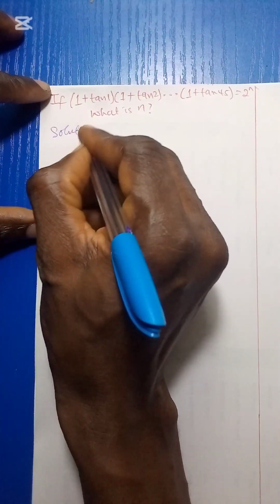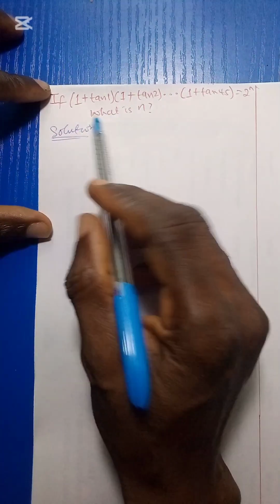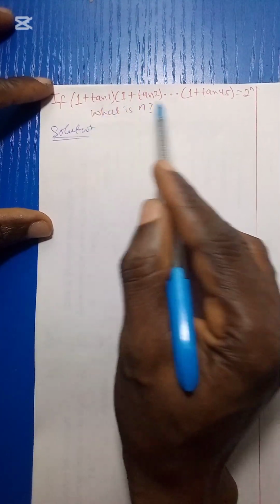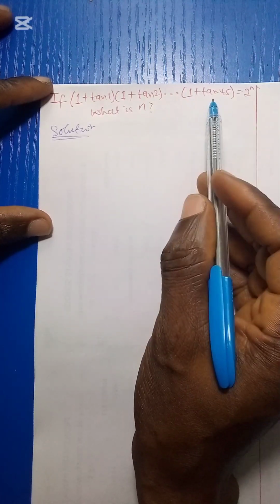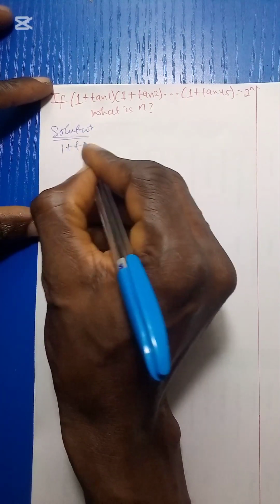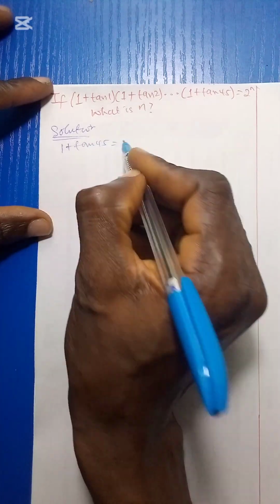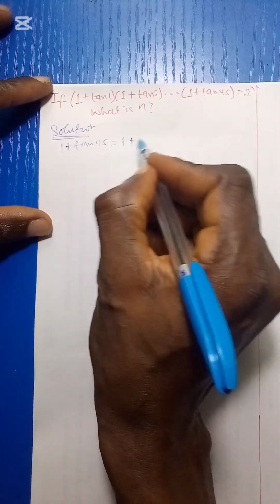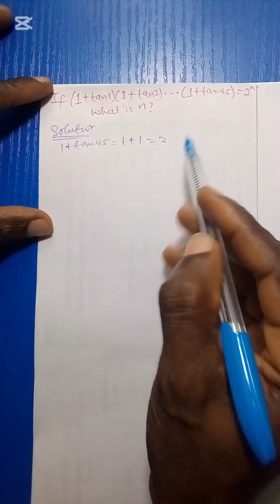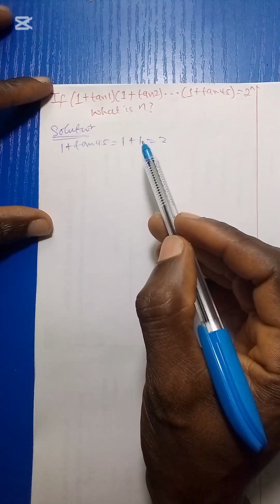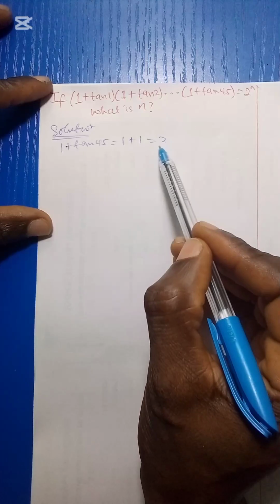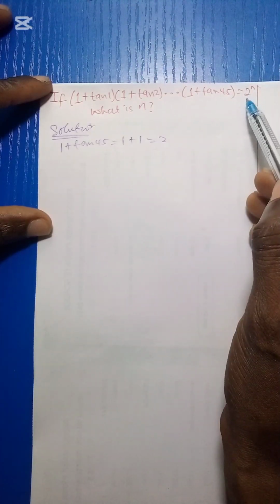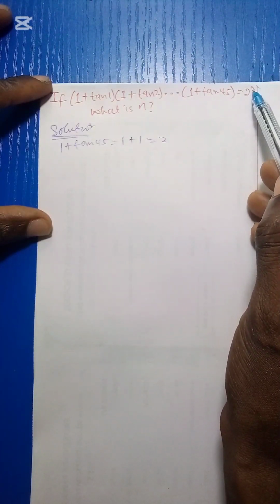Very simple. If we observe the brackets and count them, we will see that there are 45 brackets in number. Again, when we look at the last bracket, we have 1 plus tan 45, and tan 45 is 1. So we have 1 plus 1 is equal to 2. So it gives us an idea of how to proceed. That means that we can manipulate the brackets so as to get 2, as we have 2 to the power n on the right hand side.